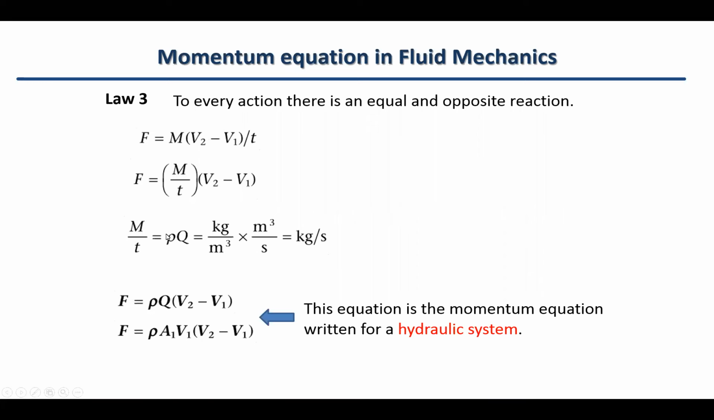If you substitute this term in the equation, we will have F is equal to rho Q times (V2 minus V1). Or you can substitute Q by A1 V1, or A2 V2, because we're assuming that the flow discharge is constant. So we can write F is equal to rho A1 V1, or rho A2 V2, times (V2 minus V1). Okay, so this is called the momentum equation in hydraulic systems.